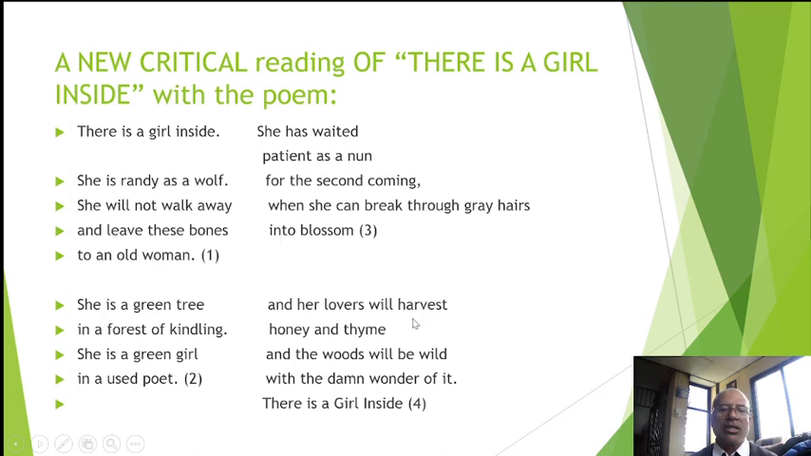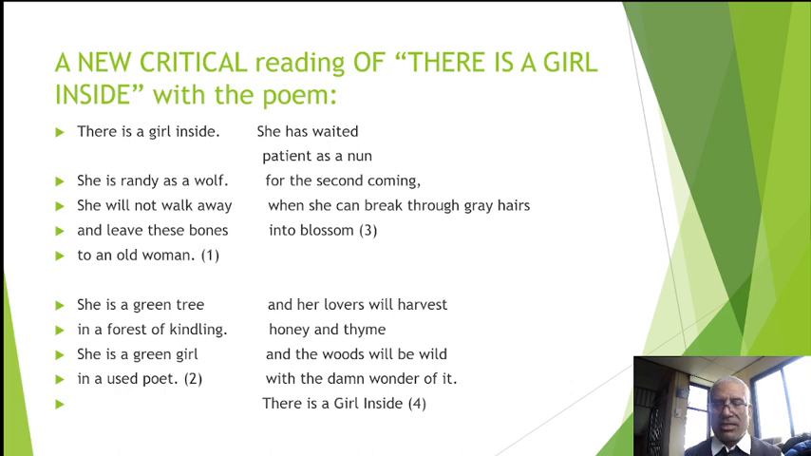And her lovers will harvest honey and thyme. See, lovers will come, and harvest means they have the sexual relationship, and honey can be found there in the sexual relationship, and the woods will be wild. That woods, right? And with the wonder that there is a girl inside. See, this is a very beautiful poem, and while analyzing this poem, we need to analyze only the words: kindling, green tree, girl is compared, the girl inside the old body of the old woman, bones of the old woman, right? And second coming, comparison, passion, waiting with passion as a nun, and lovers harvesting. These are all the formal elements of the language, and then the full stops. How many full stops are there, right? These are the things we need to analyze in New Criticism.